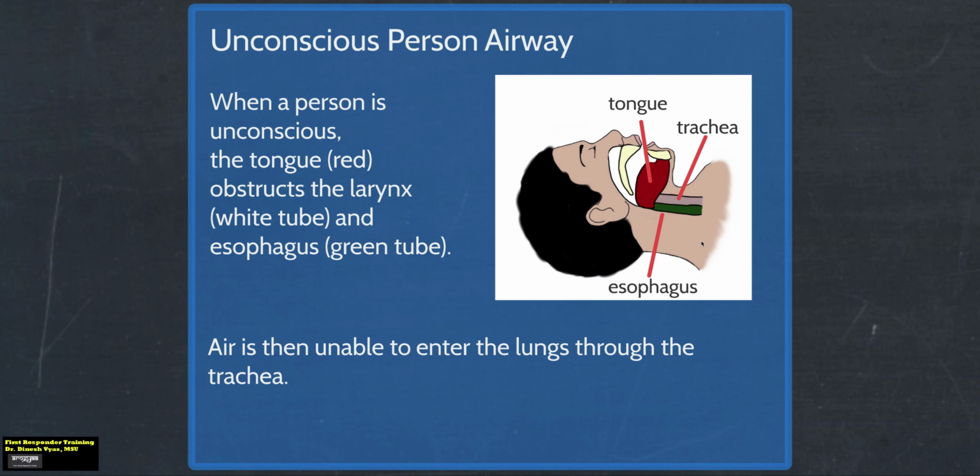Importantly, in an unconscious person, the tongue, represented here in red, has a tendency to relax and fall to the back of the throat, obstructing the larynx and the esophagus. In this case, air is then unable to enter the lungs through the trachea.